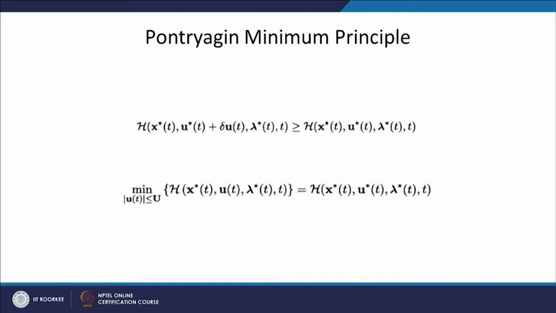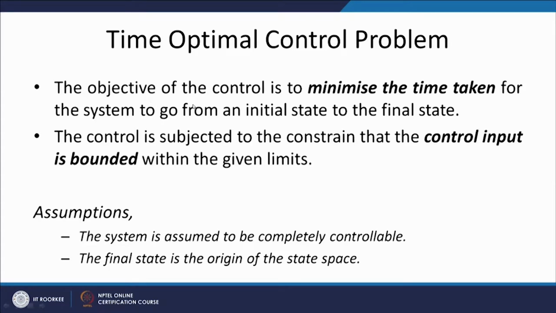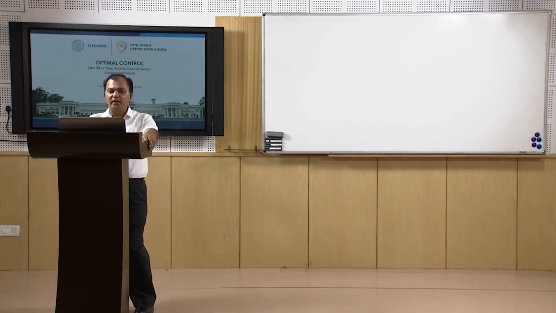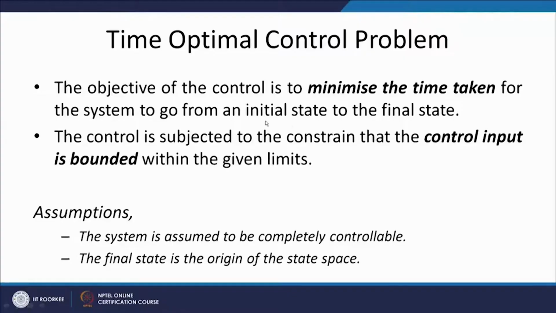Now, we will apply this to a time optimal control system. The objective of the minimum time control problem, or the time optimal control system, is to transfer the state of a system from its initial value to a final value in minimum time. So, we have to minimize the time taken for the system to go from an initial state to the final state, and in this case my input is bounded by its minimum and maximum limit.